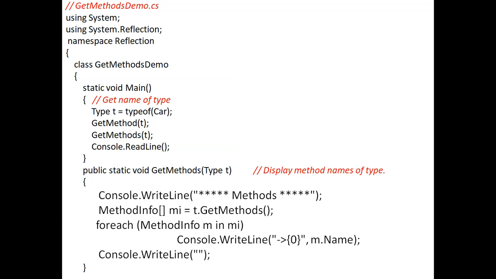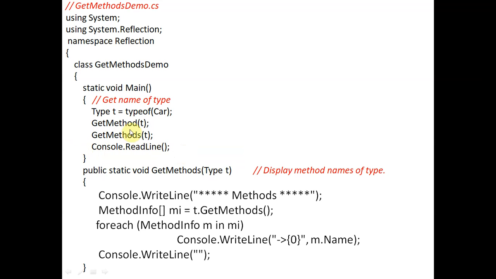And now see this program. In this program we are applying this. We start with using System, using System.Reflection, and the class GetMethodDemo. Here we write public static void Main, and Type t equals typeof(Car). So typeof(Car), and its object is t. So t is the object of Type also. We are writing here GetMethod and GetMethods. These are user-defined functions, the GetMethod function and the GetMethods function. And then finally Console.ReadLine.